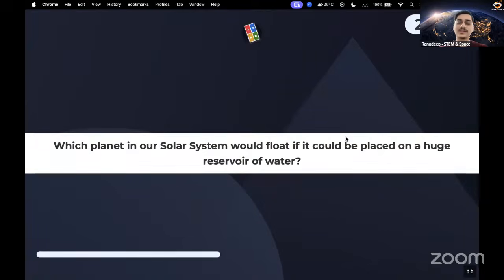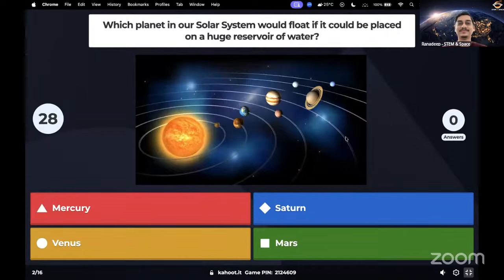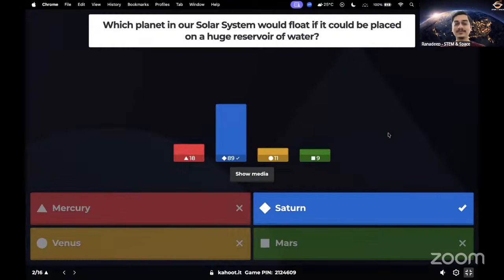Which planet in our solar system would float if it could be placed on a huge reservoir of water? And with that, the correct answer is, of course, Saturn, which again, a majority of you have answered correctly.